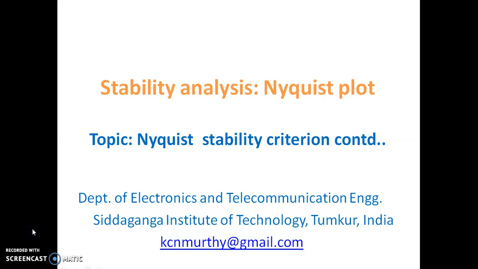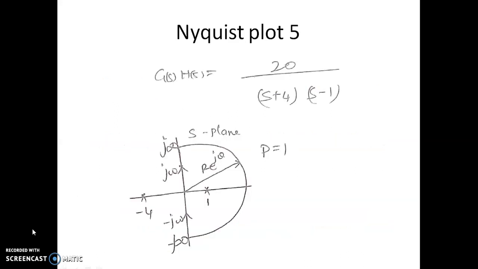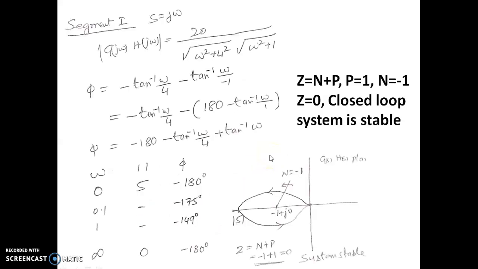Hi, welcome to one more video on stability analysis using Nyquist plot. In this video, we'll see a transfer function which has a pole on either side of the S-plane, that is on the right hand side as well as on the left hand side of the S-plane. So we have it at -4 and 1. Since this pole is enclosed by this Nyquist contour, that's why P is becoming 1 now.